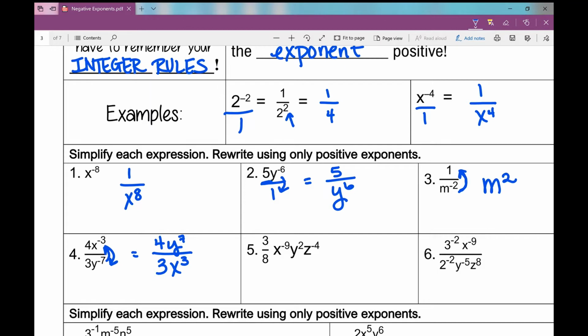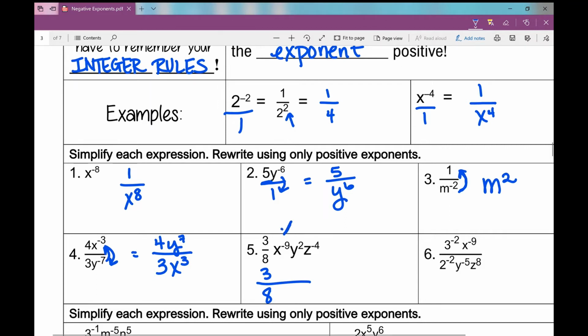Okay, so on number 5, I've got a coefficient that's a fraction. This is really what I like to do with this. 3 over 8. When I've got this fraction like this and all of these variables, x to the power of 9 times y squared times z to the negative 4th, those are all essentially in my numerator. So watch this. If you see anything with a negative exponent, what can you do? Move it in your denominator and make it positive. If it already has a positive exponent, what do you do with that? Leave it there.